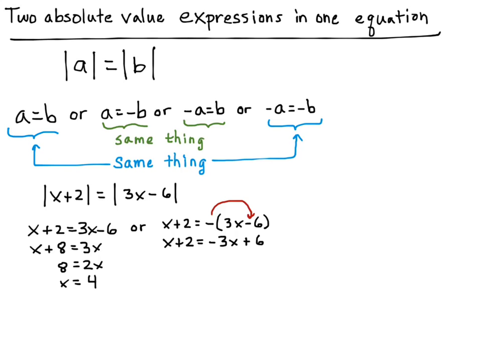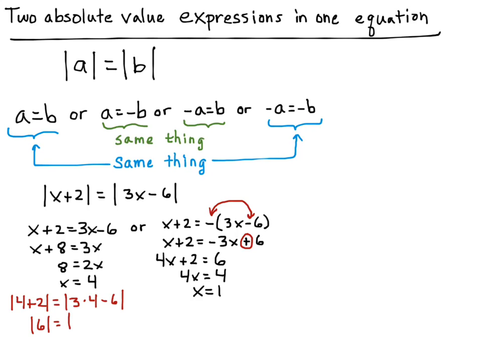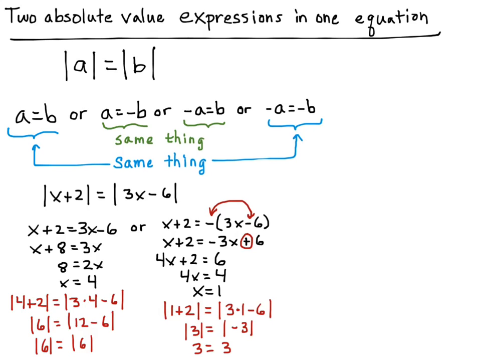All right? And so we go on from there, and we'll add 3x to both sides, and then we'll subtract 2, and we get x equals 1. And we check it out, and sure enough, we get absolute value of 6 equals absolute value of 6, 3 equals 3, and those are your two solutions. You will not be getting 4 solutions out of this because of that earlier reasoning, where it's just a matter of which side you put the negative.